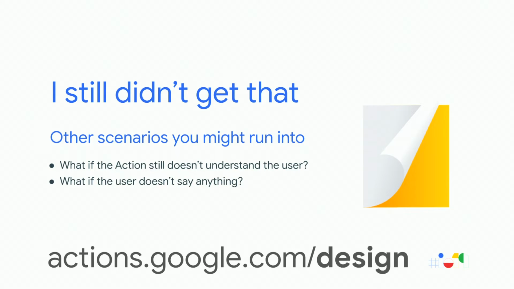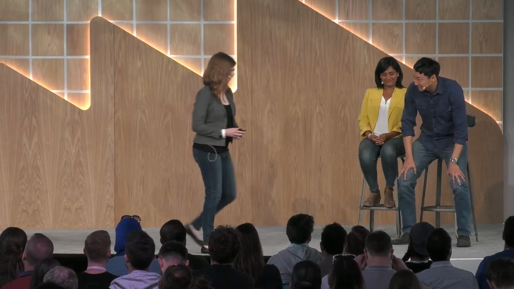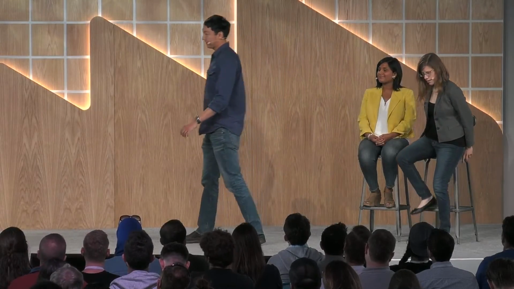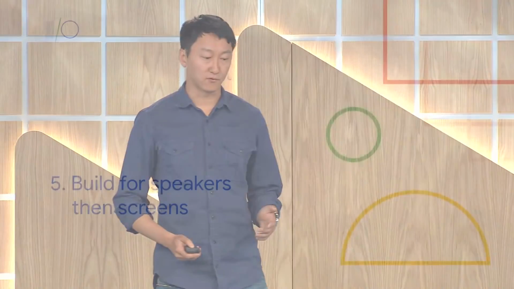So that's it for planning. Let's dive into implementation. All right. So now we're getting into implementation. And our first tip for implementation is around devices. In particular, our recommendation is to build for speakers first, then build for screens.